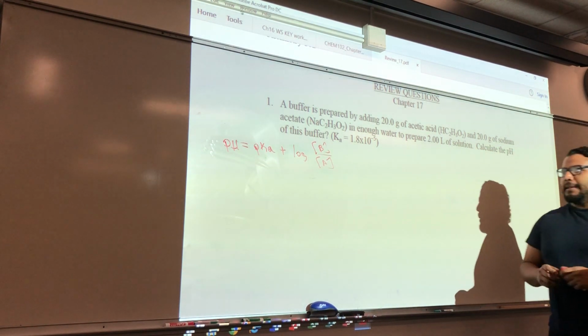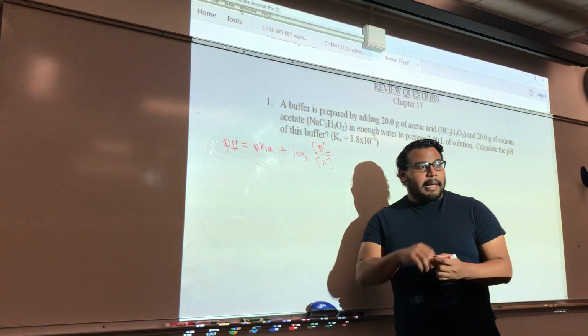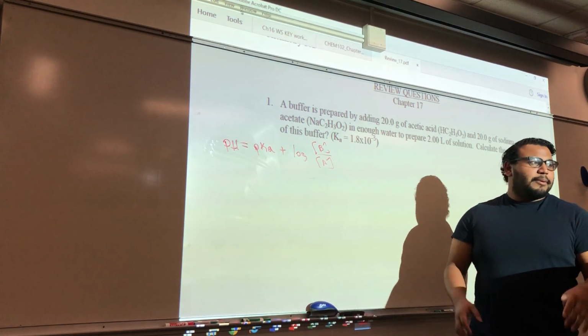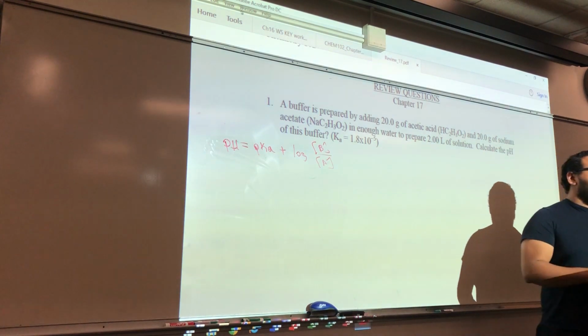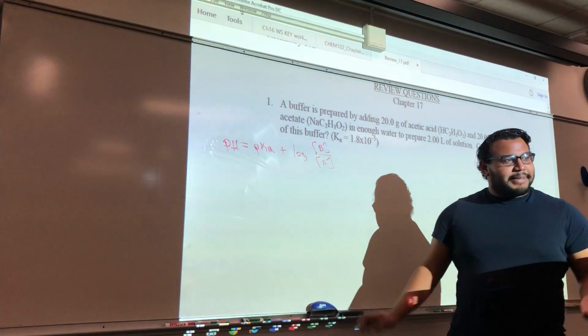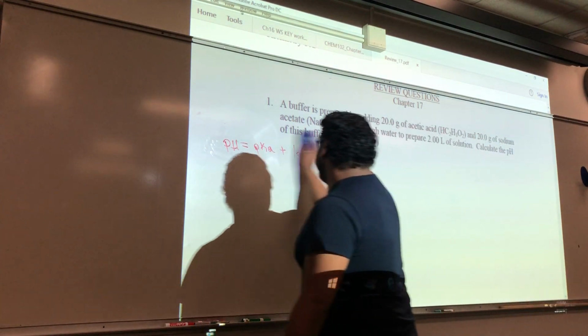But we can only use it when we have a buffer. And a buffer is when we have a weak acid and its conjugate base, or the reverse of that, right? Primary focus on the weak portion of this, right? It needs to be weak. If it's not, then we can't use it, right? So let's see if we can use that in this equation.